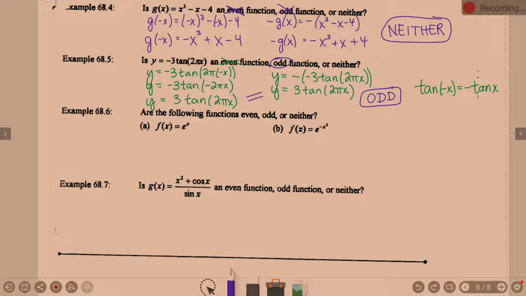Example 6. f of x equals e to the x, even, odd, or neither? Well, what do you know about f of negative x? It's going to be e to the negative x. And then what about negative f of x? Negative e to the positive x. So what do we know about this e to the x? It is neither even nor odd. They do not match up there.